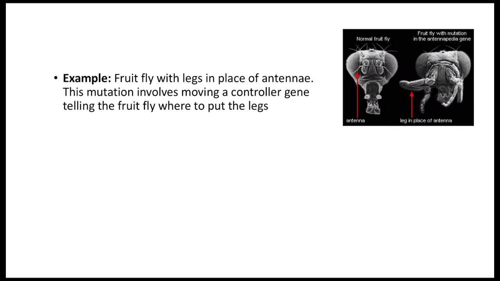So the instructions that make the legs are there, but they're not placed where they should be. As a result of the instructions being placed in the wrong place on the chromosome, this means that the legs get placed in the wrong place physically because development is occurring in the wrong order.